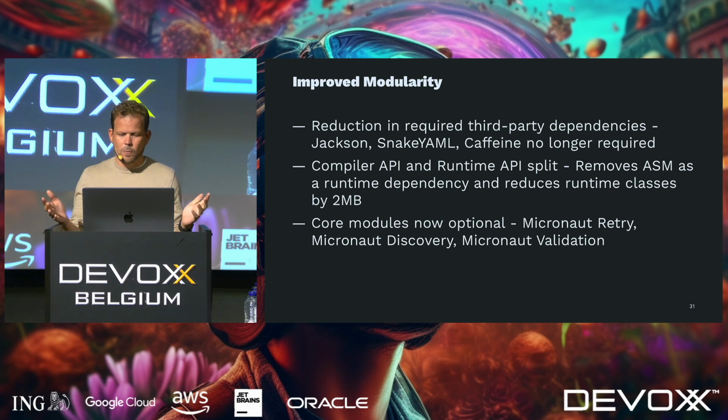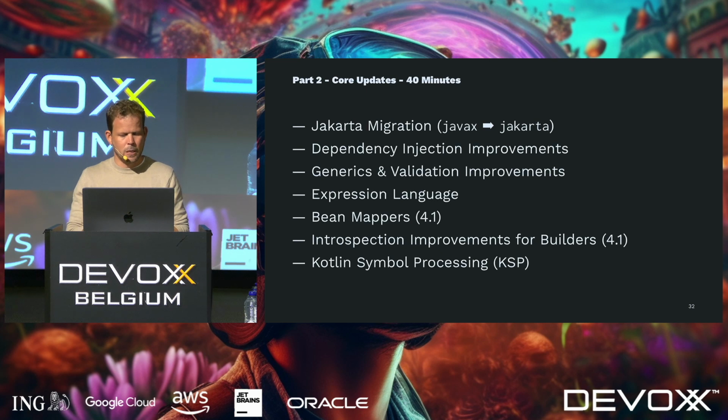We made a lot of core modules optional. Not everybody needs retry. Not everybody needs discovery. Not everybody needs validation. Maybe you want to write your own validation, I don't know. So we reduced the core to just the essentials, and you can go adding these things back into your application as you go.